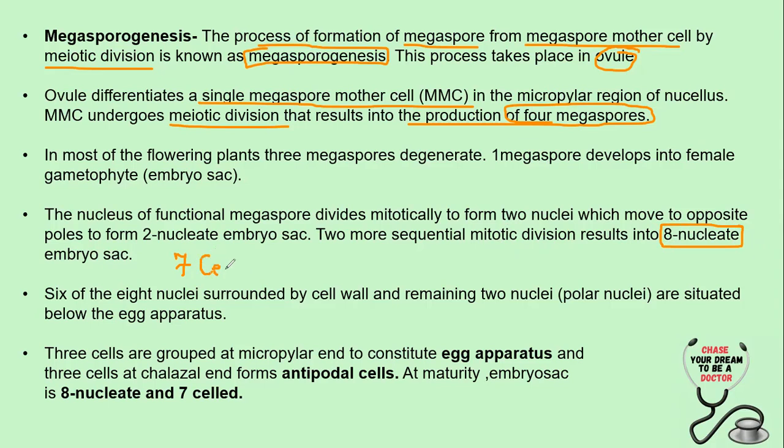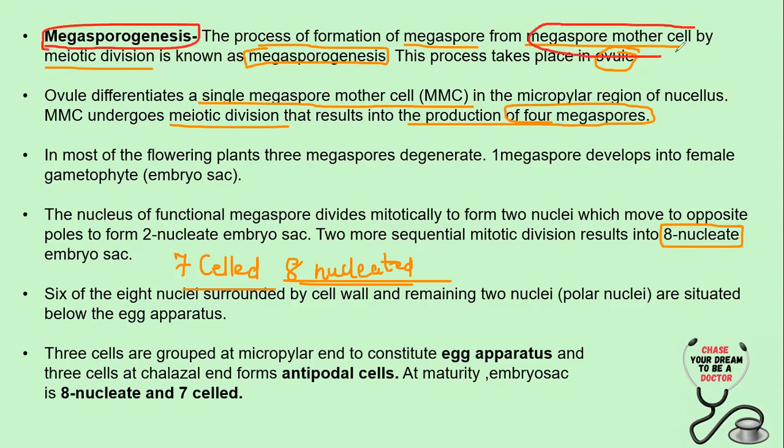It will result, this is very important, in a 7-celled, 8 nucleated condition. What is it? It is a 7-celled, 8 nucleated condition. Very important. So we have already discussed the process of microsporogenesis. Here we are studying the process of megasporogenesis.